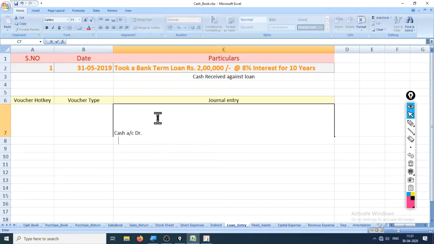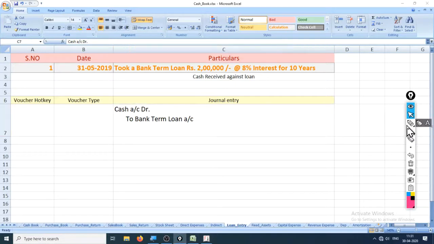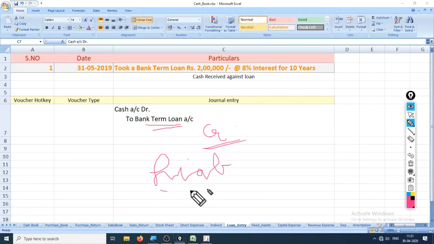Alt plus enter to bank term loan account. Now this account is credited because, what do you think? Because this is a personal account and the bank term loan has been given to us, hence credit the giver. And even if you consider it by liability, if liability is increased, it should be credited.